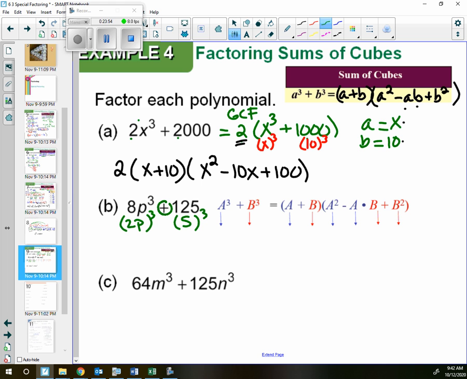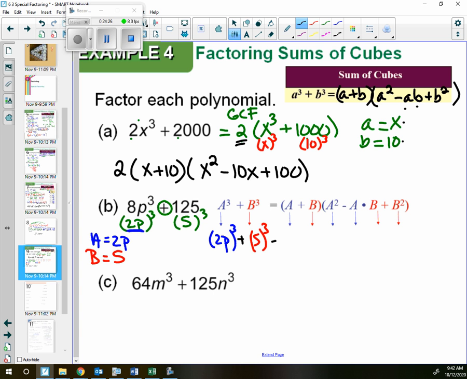And how do I know it's a sum? Plus sign in between. All right, so that means like my a value, maybe I'll try to color code here a little bit more. My a value is that 2p. That's what's being cubed in the first position. And then my b value is the 5, because that's what's being cubed in the second position. So when I'm thinking about what's happening here, think about it as you're taking a 2p and cubing it, and then you're taking a 5 and cubing it. And it's the sum of those two things. So the a cubed plus the b cubed.